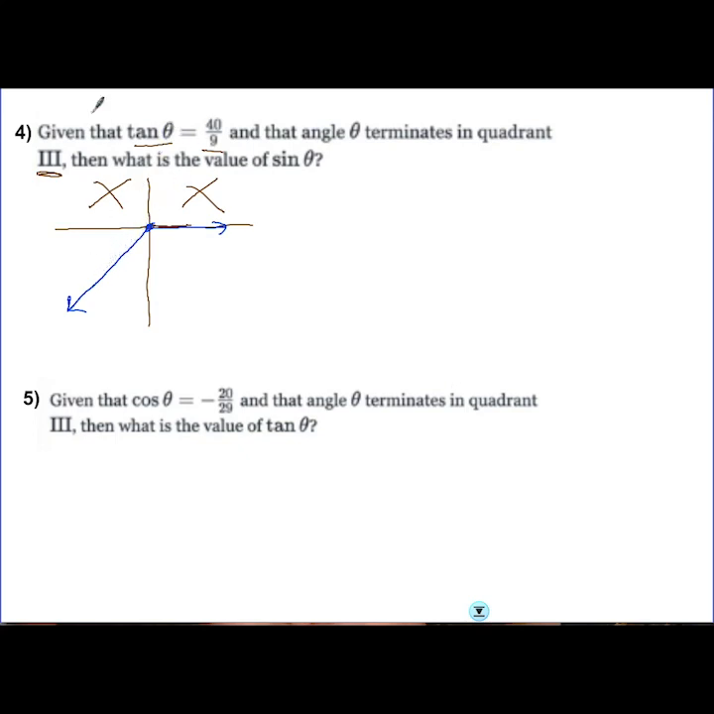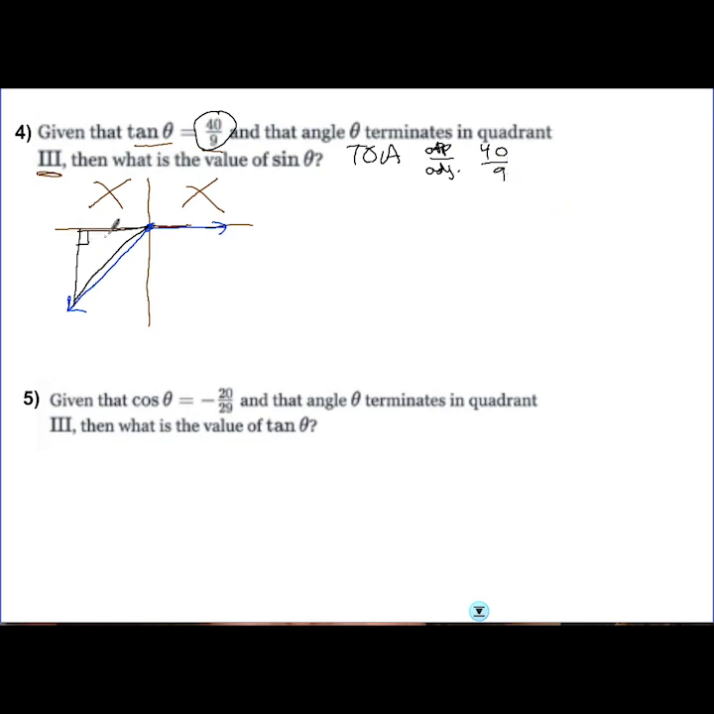We know it terminates here. So our first job is to draw a 90-degree reference triangle here. And then we're going to start labeling some of these sides. Tangent, I use the shortcut TOA, which means opposite over adjacent. And so that means my opposite side is 40, my adjacent side is 9.